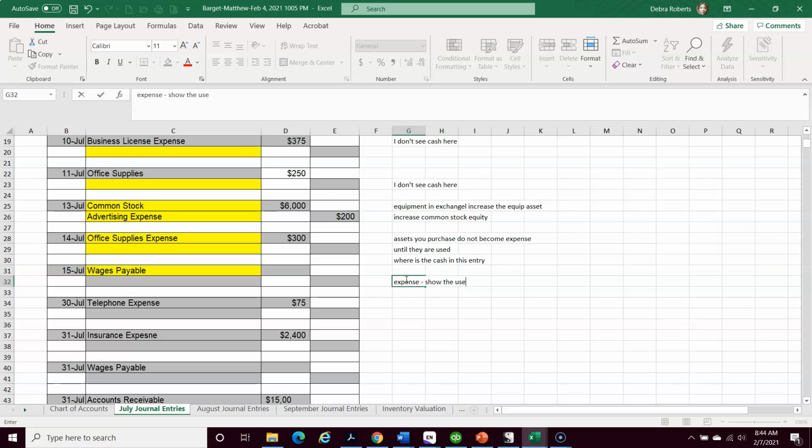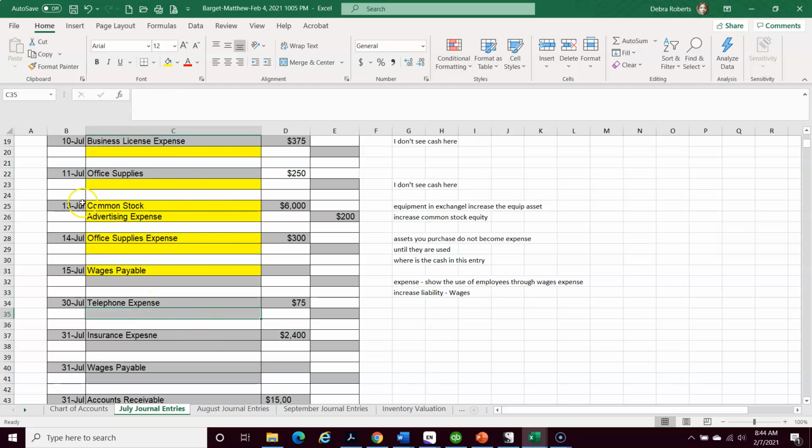Show the use of employees through wages expense. And then we have to increase our liability, in this case, our wages liability. This account here looks really good.